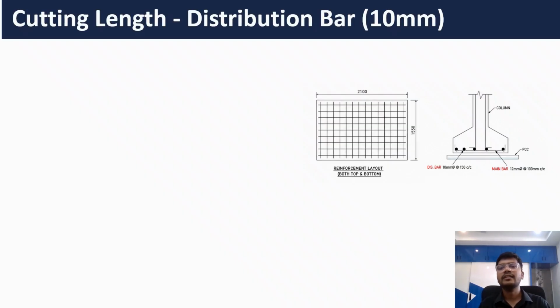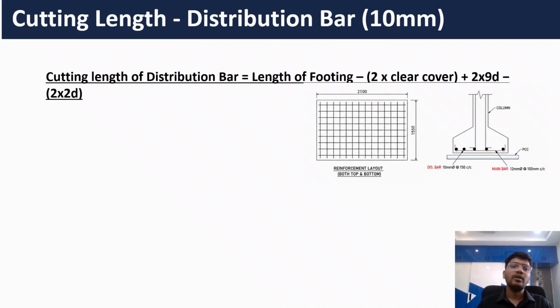So let's calculate the cutting length of distribution bar, and the diameter of the distribution bar is 10 mm. The formula for calculating cutting length of distribution bar is length of the footing minus clear cover at both end plus hook length at both end minus bend deduction at both end. So the only thing which changes here is length of the footing. For main bar, it is along the shorter direction, so we have taken width of the footing, and for distribution bar, it is laid along the longer direction, along the length. Hence, length of the footing is taken here.